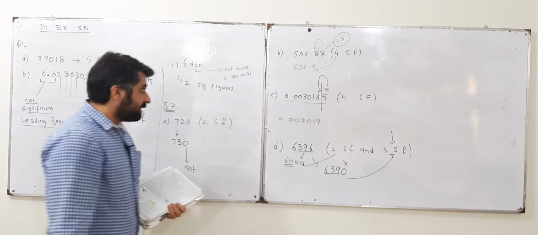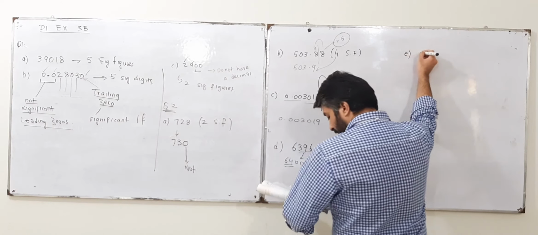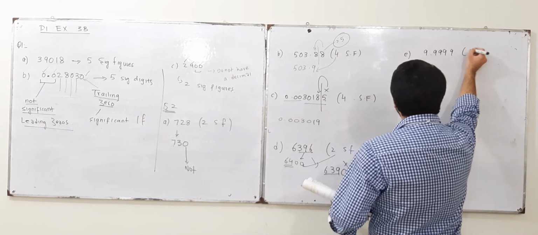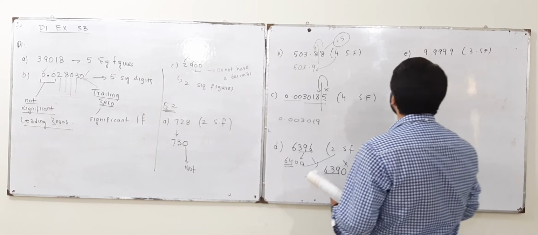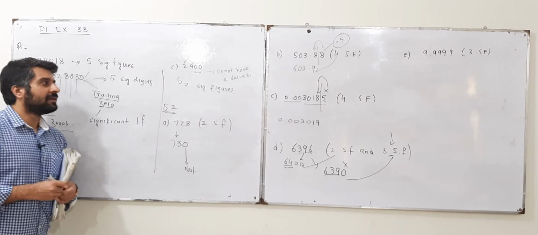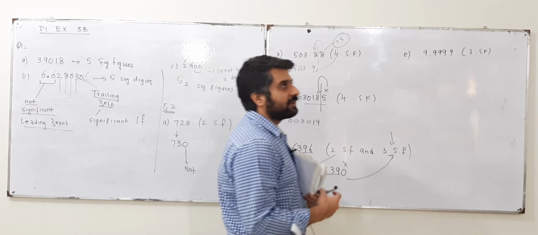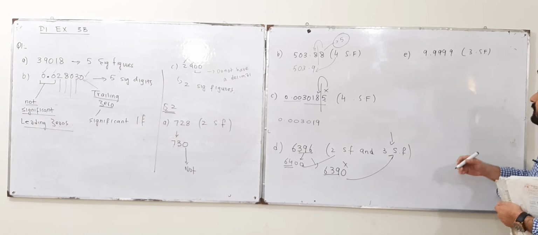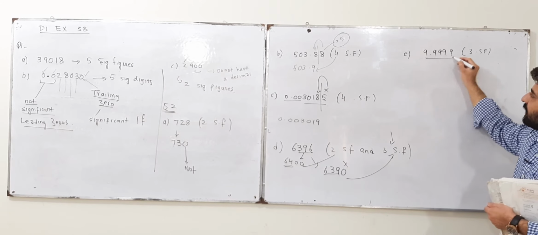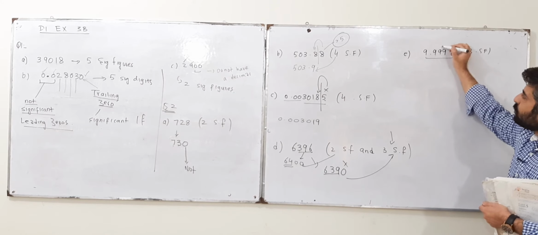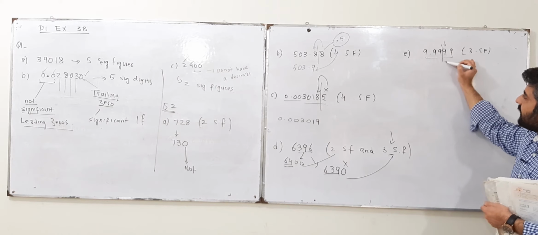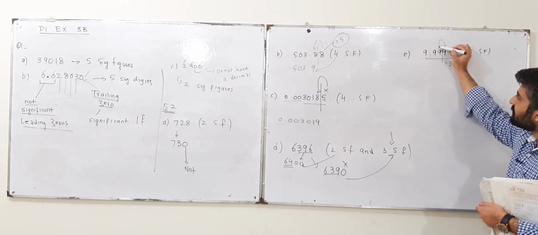Then part number E says, 9.9999, and you have to round it off to 3 significant figures. So first of all, decide how many significant figures we have. 1, 2, 3, 4, 5. We have 5 and we need 3. Now if I am going to drop this one, this is 9, it is greater than 5, increase this by 1.